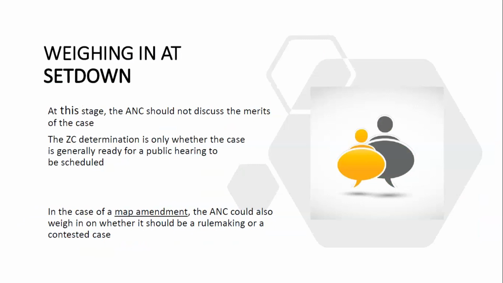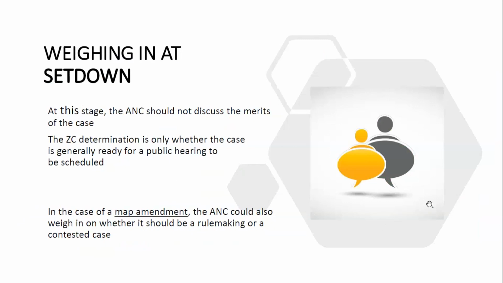And so that's one difference in a rulemaking and a contested case. So the ANC may look at this and say, wait a minute, this map amendment only benefits this one owner. This clearly does not meet the guidelines, the requirements for a petition. This case should be a contested case. And so that is something that the ANC would put on their set down form.